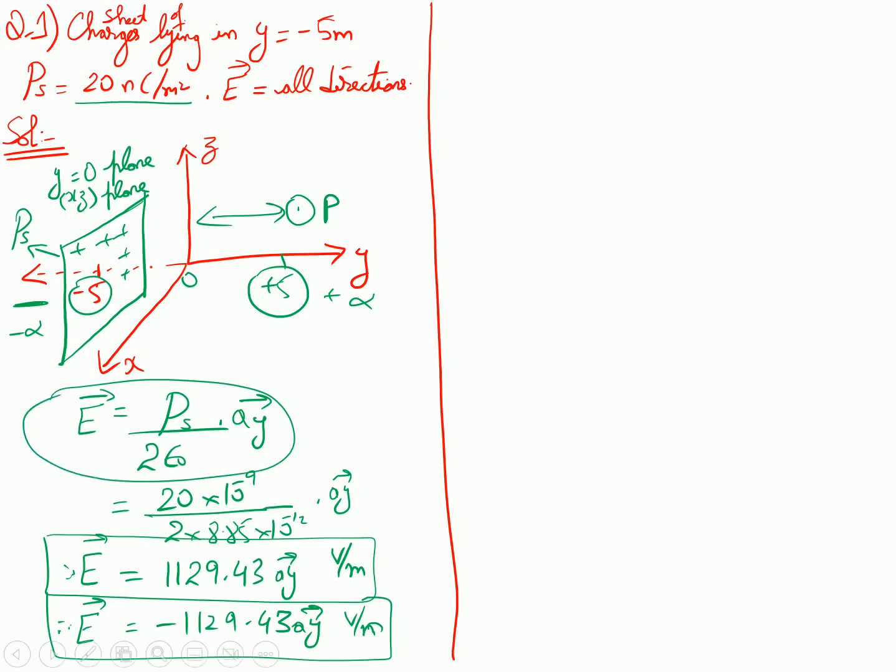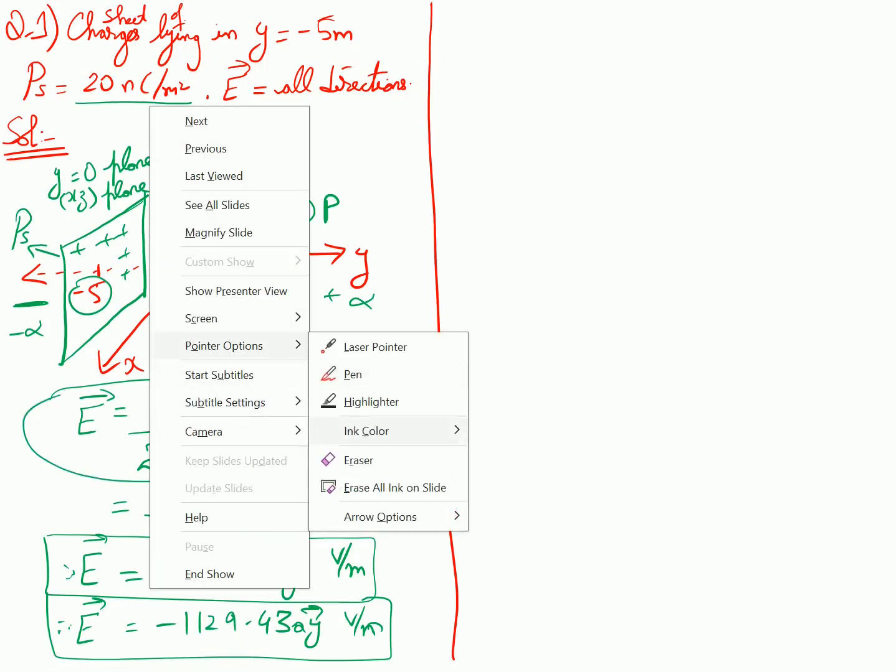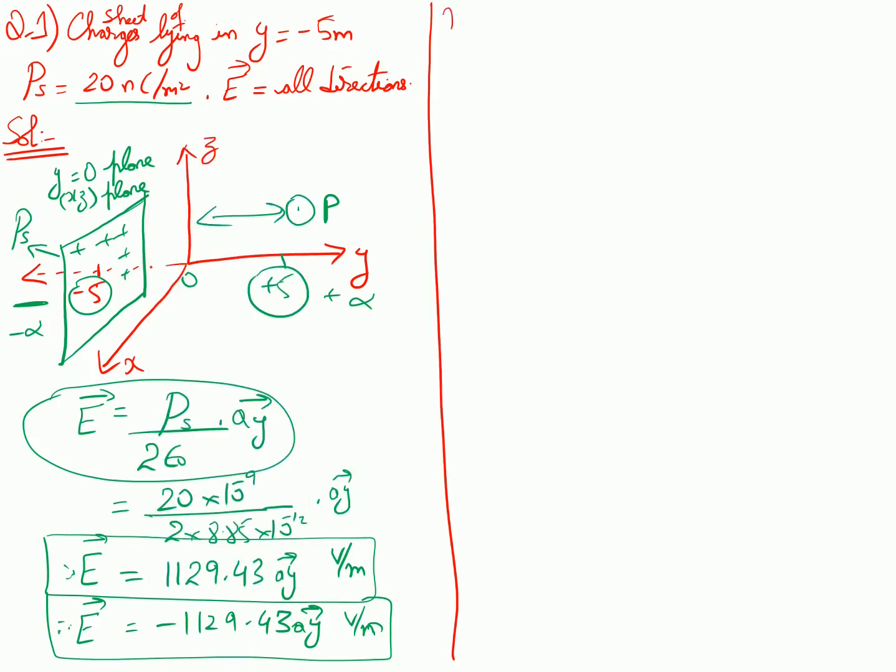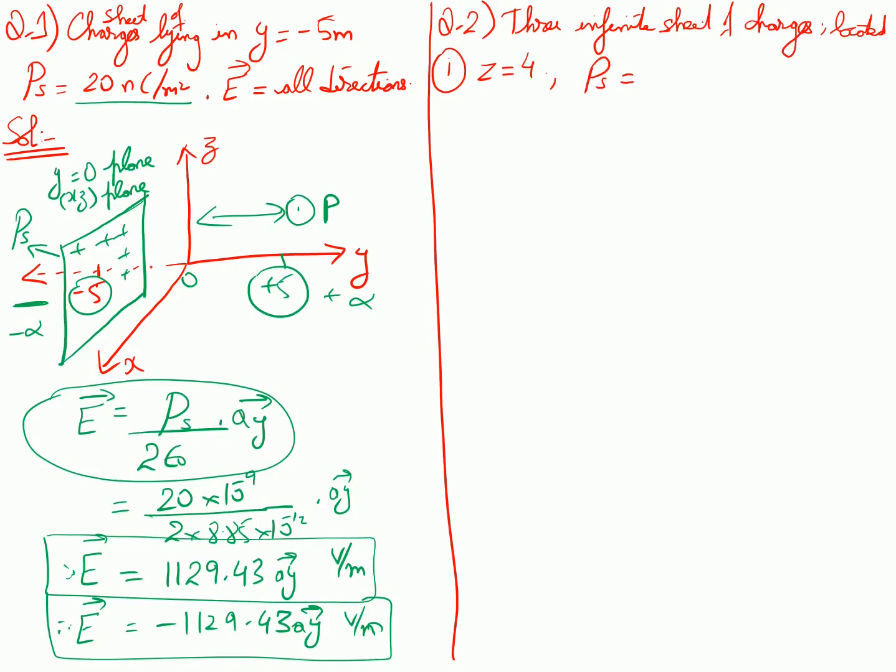Now let us solve another question. This question is an interesting one. We have three infinite sheets of charges, and they are located at these points. The first sheet is at location z equals to 4 and its surface charge density is minus 8 nanocoulomb per meter square.